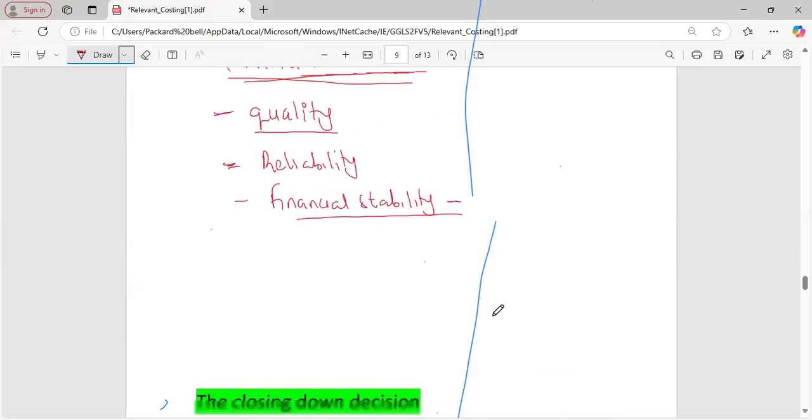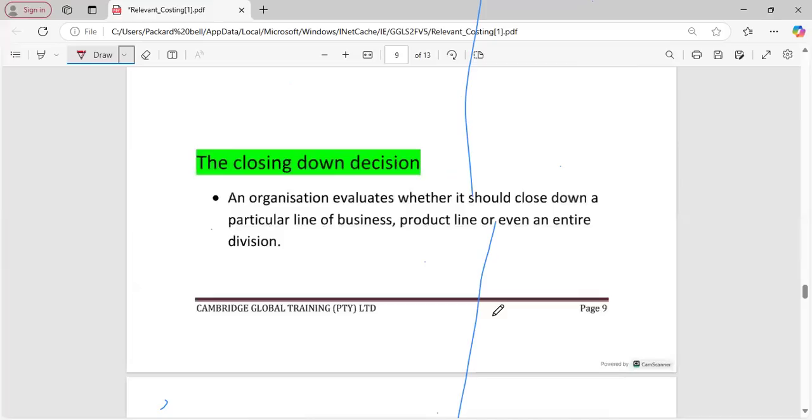Right, let's now look at it. What are we going to do? Remember I said this thing is not going to be very much. Closing down. How do you make a decision to close?